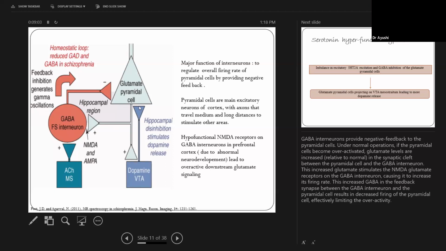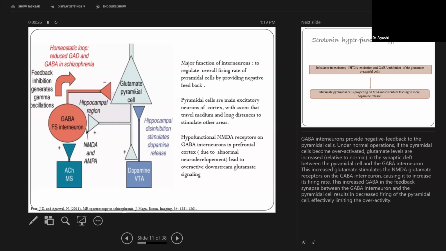Glutamate is an excitatory neurotransmitter. This is a GABAergic interneuron. When there is release of glutamate from the pyramidal cells, it acts on the GABAergic interneurons through NMDA and AMPA receptors. When it acts on the GABAergic interneuron, there is release of GABA, which is an inhibitory transmitter, and hence a negative feedback to the glutamate pyramidal cells.